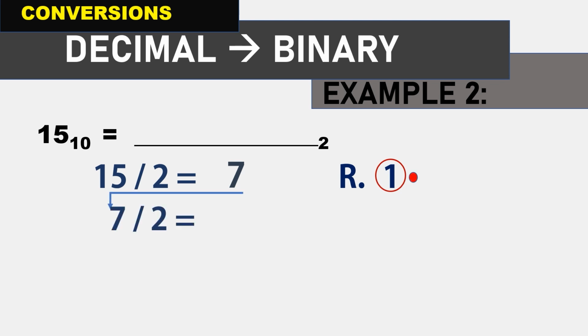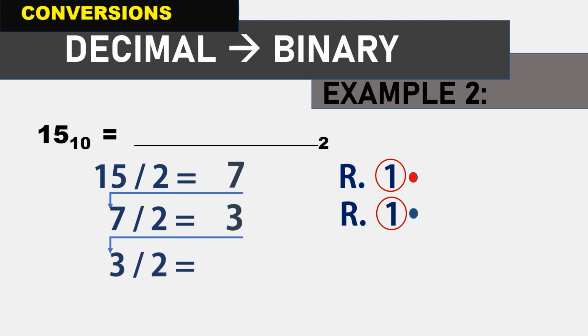Then followed by 7 divided by 2, we'll have 3. Then we also have a remainder, since 7 is not exactly divisible by 2, so you will have a remainder, which is also 1. Then I mark it blue. The next is 3 divided by 2. So we have 1, then we have a remainder for that, which is also 1. So I mark it yellow.